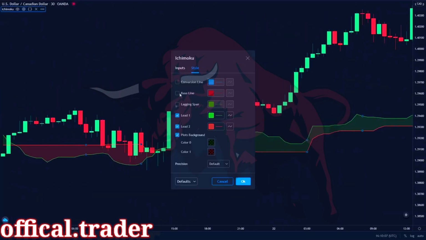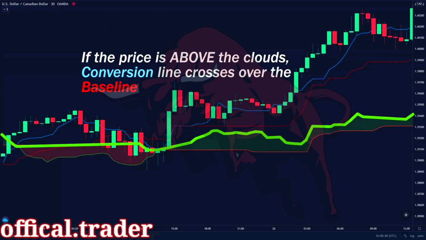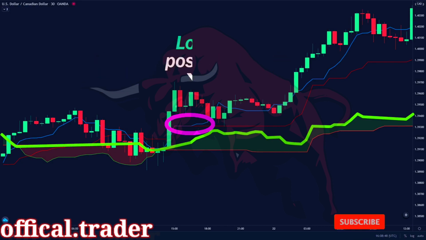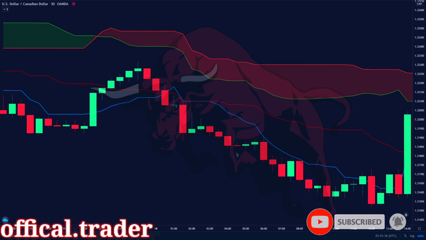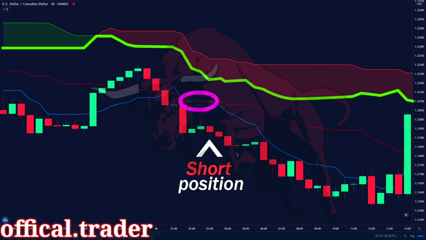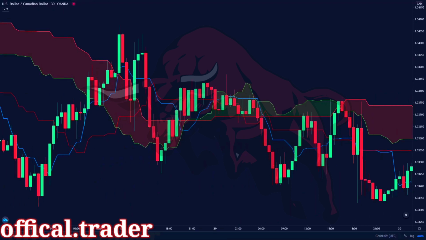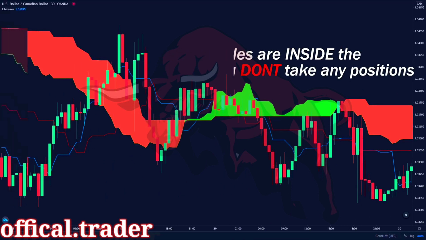Now, we combine all of them together. If the price is above the cloud, and the conversion line crosses above the baseline, you take a long position. It's the same thing with a short position. When a candle is below the cloud, and the conversion line crosses below the baseline, you take a short position. And remember, do not take any trades if the price is inside the cloud.